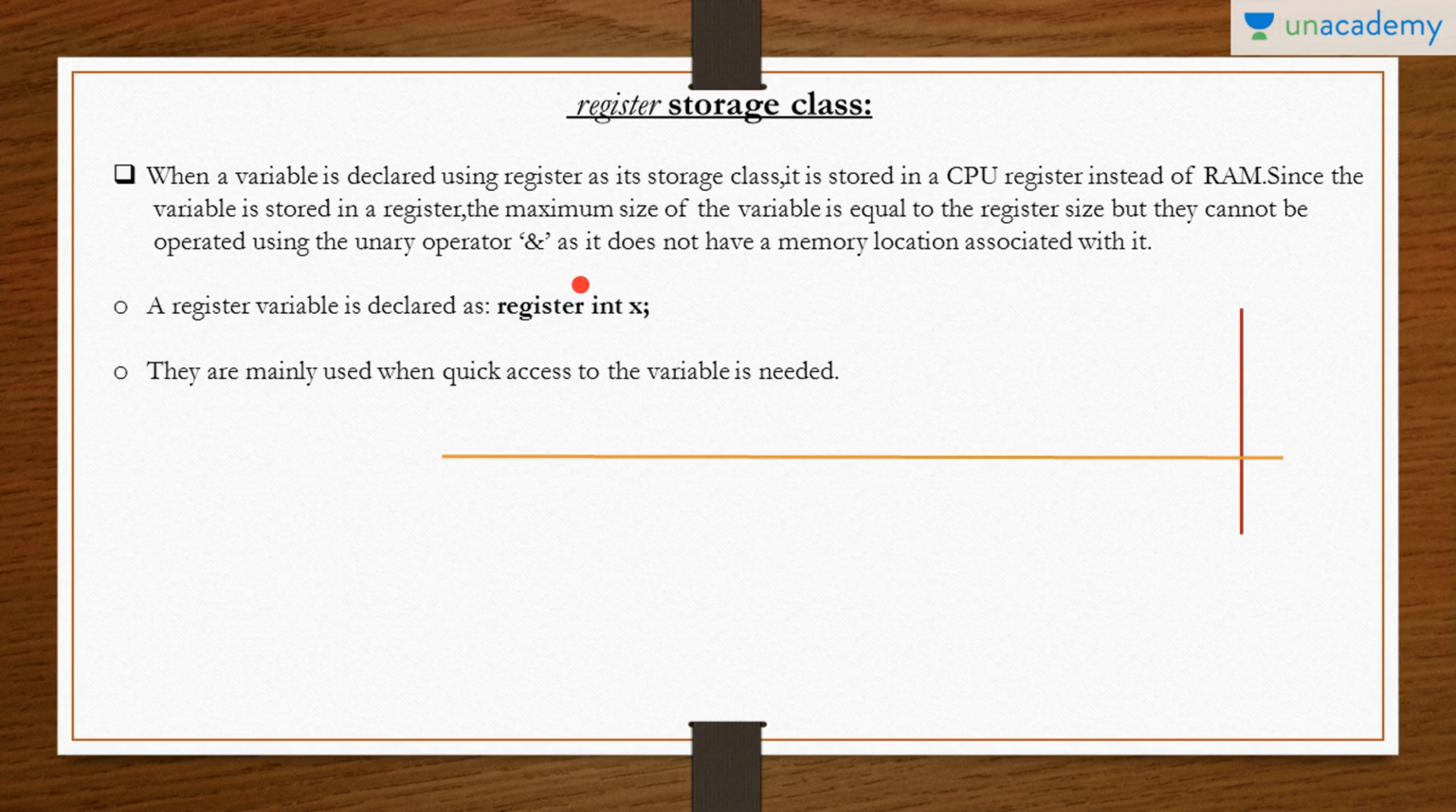Now, to overcome this drawback, many programs, algorithms and programming languages have been developed nowadays. A register variable is declared as register int x. This is simply how you define the register storage class. They are mainly used when quick access to the variable is needed, without spending much time executing certain processes. So if you have to access a variable quickly, you can use the register storage class.